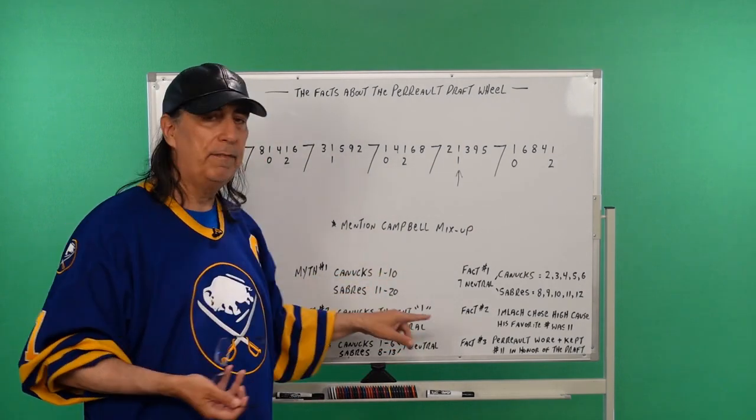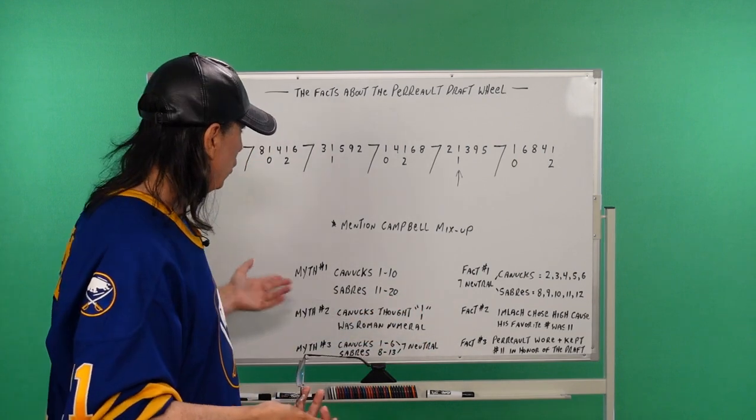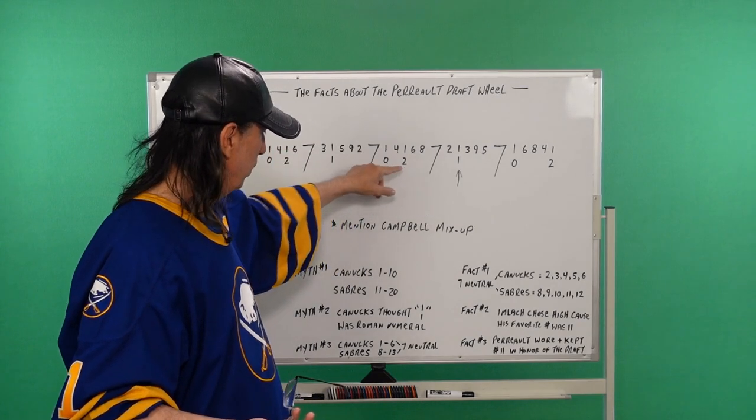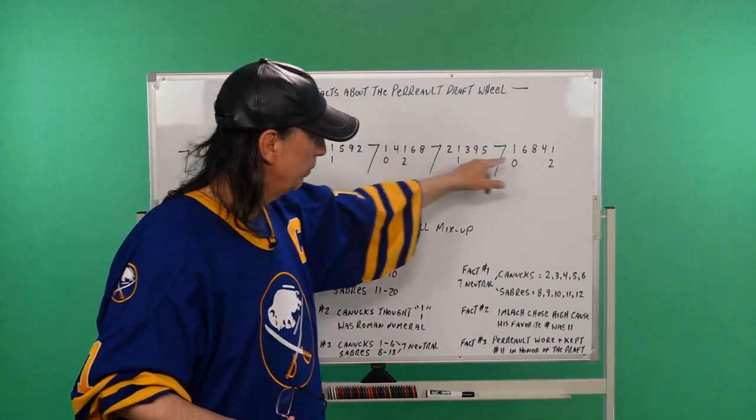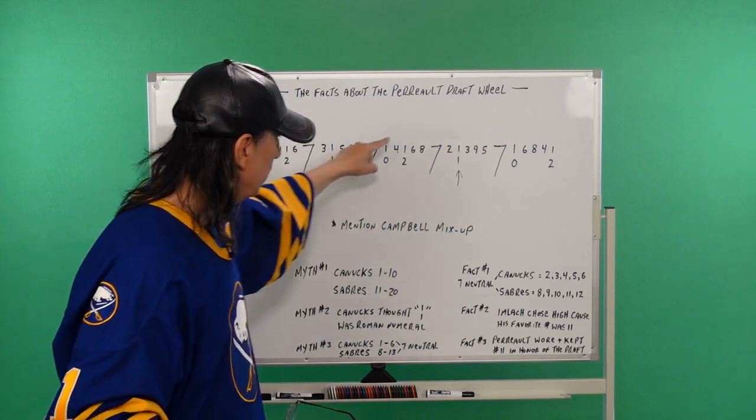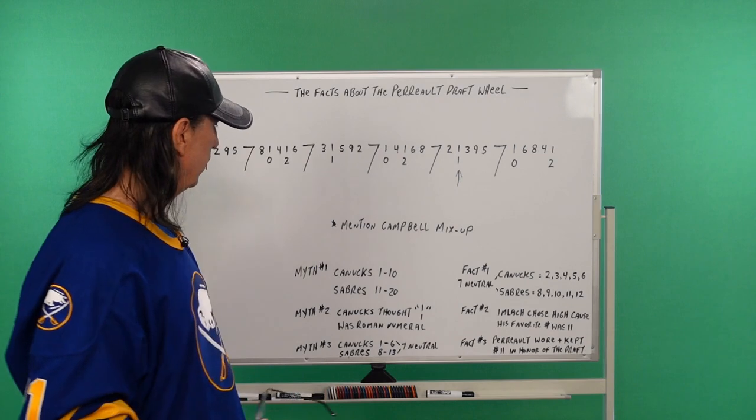The Sabres had number 11 to 20. Folks, I just showed you all the numbers in sequence. Nothing goes higher than 12, and there is no number 1. There's 10, 11, and 12 that go like this, but there's no number 1.